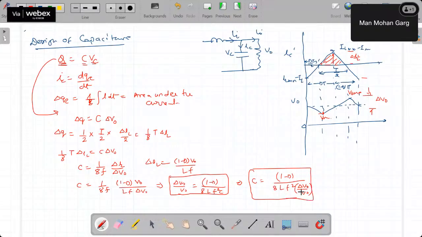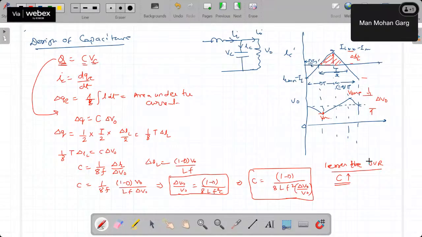Now we know that the lesser the ripple, the lesser the output voltage ripple, the higher the capacitance should be. The more the capacitance, the lesser will be the output voltage ripple. So that way we design the inductance and capacitance for the DC to DC converters, and it remains the same for all the converters.